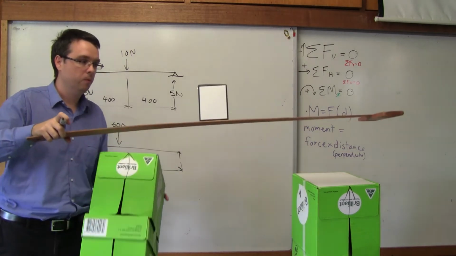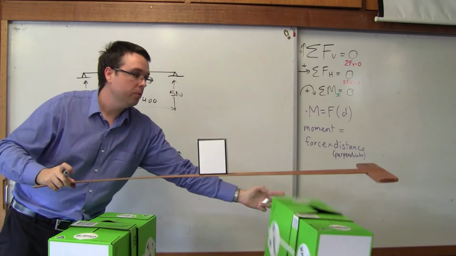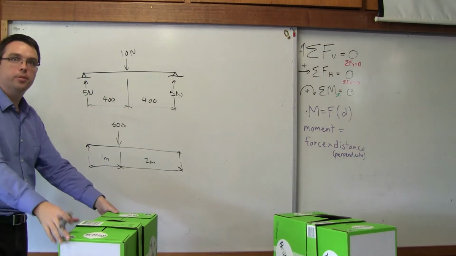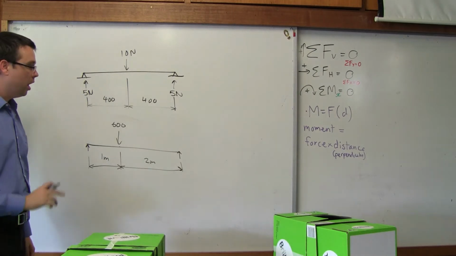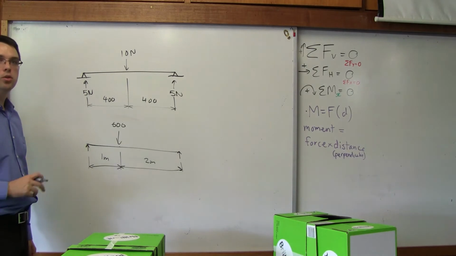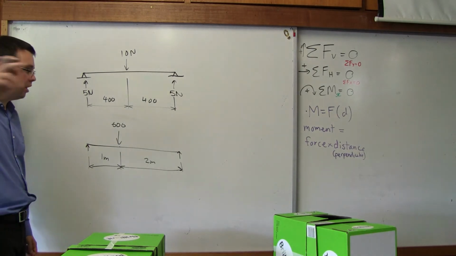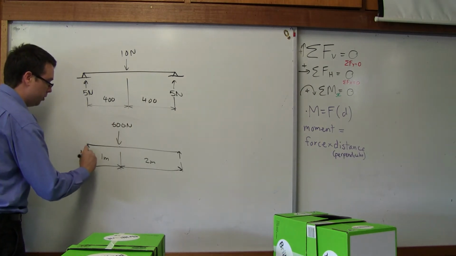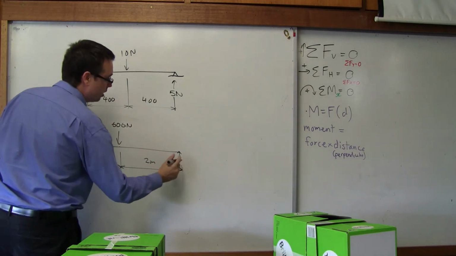200 and 400. What is that going to be? 200 newtons and 400. Who else thinks 200 and 400? Other way around. Okay, so this side here is going to be 400 newtons, and this side here is going to be 200 newtons.